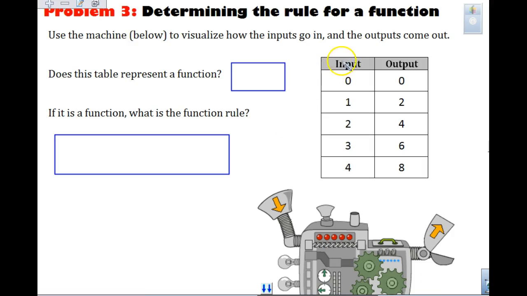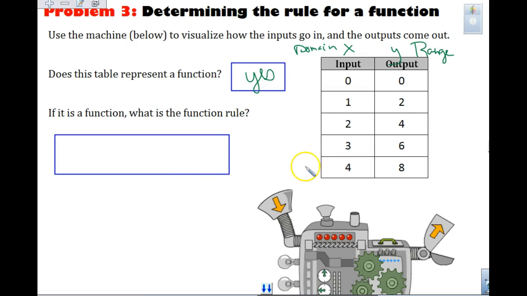As we look at our table, input, let's put X. That's also called our domain. So if I asked you what were the domains, 0, 1, 2, 3, 4, right? If I asked you what was your range, the range would be the same as our output, 0, 2, 4, 6, 8. Does this represent a function? Does each input have 1 output? Yeah.